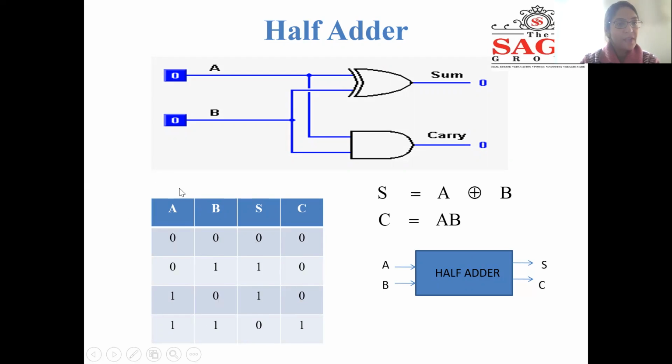Now, we have two input variables, so using a K-map of two variables, we'll find the equations for sum and carry. Upon solving the two variable K-map for sum and carry individually, you will get the equations: sum equals A XOR B and C equals A dot B. Using these expressions, we'll draw the logic diagram of the half adder, which is like this. A XOR B will give you the sum and A dot B will give you the carry.